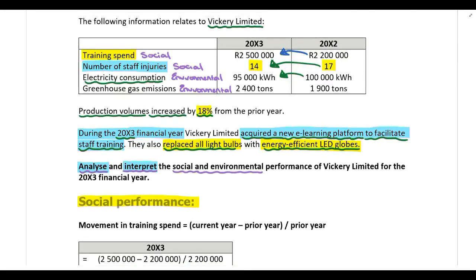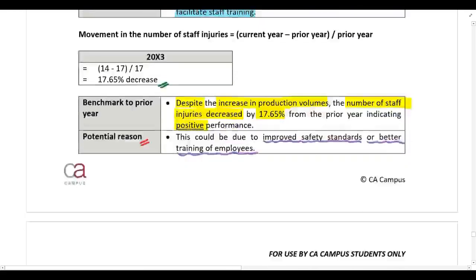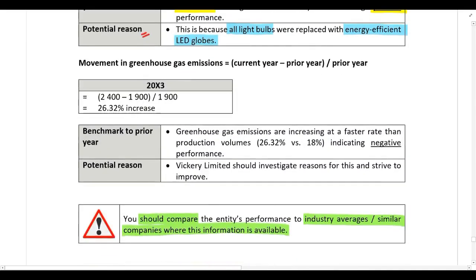Then last, we need to calculate the movement in greenhouse gas emissions from the prior year to the current year. Greenhouse gas emissions increased by 26.32% from the prior year to the current year. Now, once again, guys, benchmark this to the movement in production volumes. If the company produces more, I would expect them to have more greenhouse gas emissions. However, it is concerning that the movement in greenhouse gas emissions is more than the movement in production volumes.